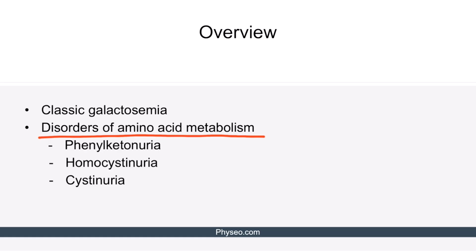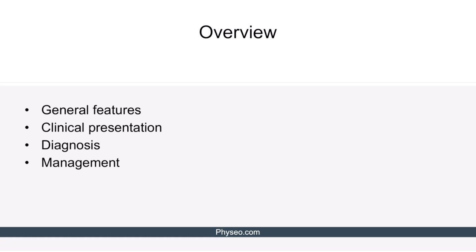Let's move on to the disorders of amino acid metabolism. In this subsection, we will discuss phenylketonuria, homocystinuria, and cystinuria. Let's start with phenylketonuria. For phenylketonuria, we'll discuss general features, clinical presentation, diagnosis, and management.